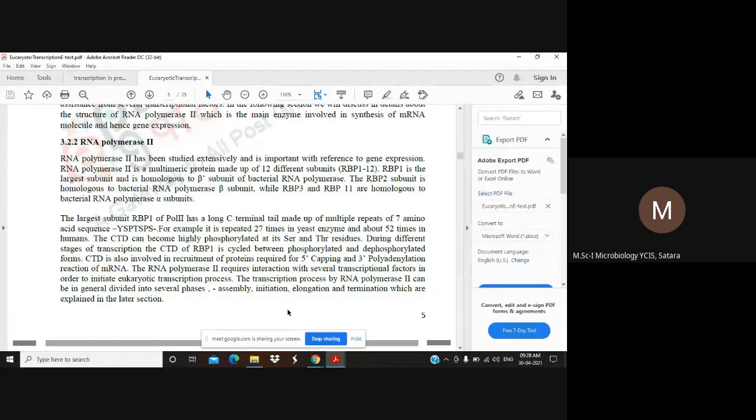So CTD is involved in the recruitment of the proteins which are required for the capping and polyadenylation of the mRNA. So capping आणि polyadenylation हे दोन काय आहेत तर these are the modifications of the mRNA. हे लक्षात आलं का? हे दोन काय आहेत? These are the modification. These are called as a post transcriptional modification.